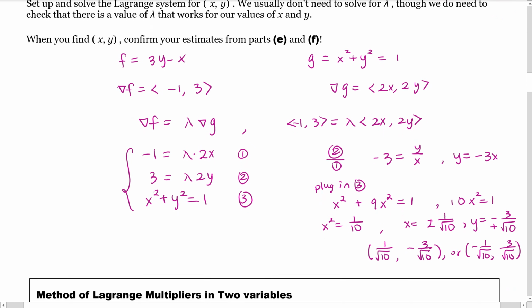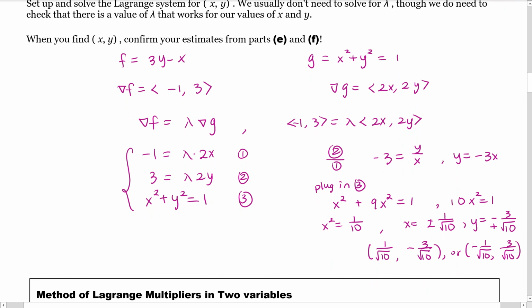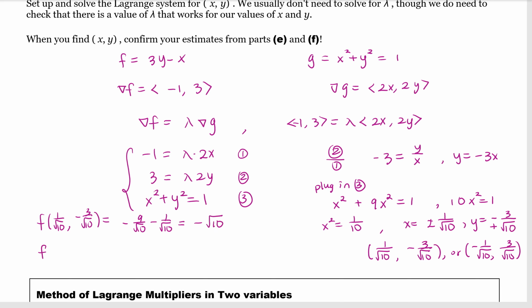How do we check whether they are maximum or minimum? Plug in the f of 1 over root 10, negative 3 over root 10. So 3y will be negative 9 over root 10 minus x, minus 1 over root 10. Well, that is minus 10 over root 10. That is minus square root of 10.